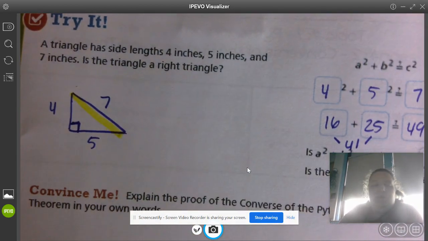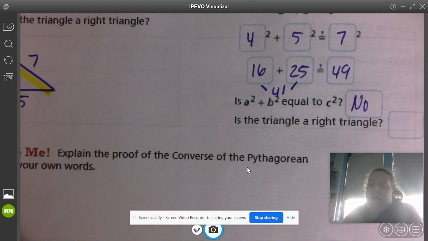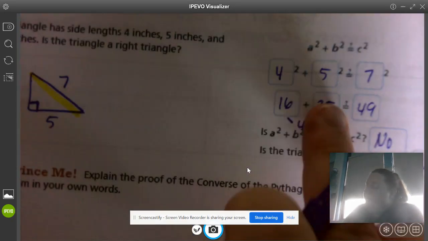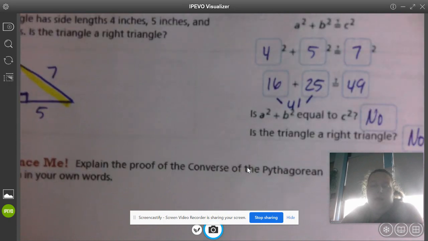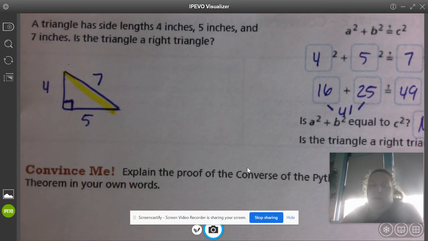Could these three lengths form a triangle? They could, but do they form a right triangle? And the answer to that is also no. If a squared and b squared don't equal c squared, then it's not a right triangle. And that's what we're trying to see. We're not trying to see if it's a triangle, just if it's a right triangle.